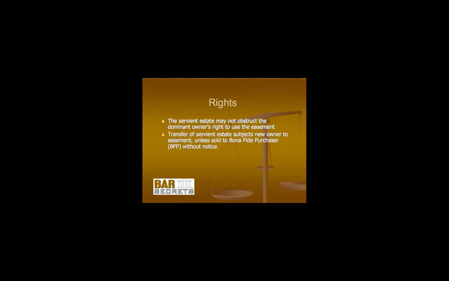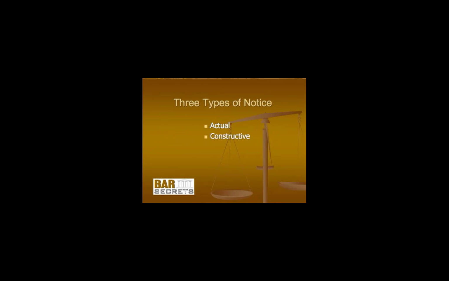Now, what are the rights when we're talking about easements? The servient estate may not obstruct the dominant owner's right to use the easement. The dominant owner has the right to continue using that easement. Transfer of the servient estate subjects the new owner to the easement, unless, of course, it was sold to a bona fide purchaser without notice. And remember the 3 forms of notice: actual, constructive, and inquiry. Slightly different order than we heard before. Actual, inquiry, and constructive.